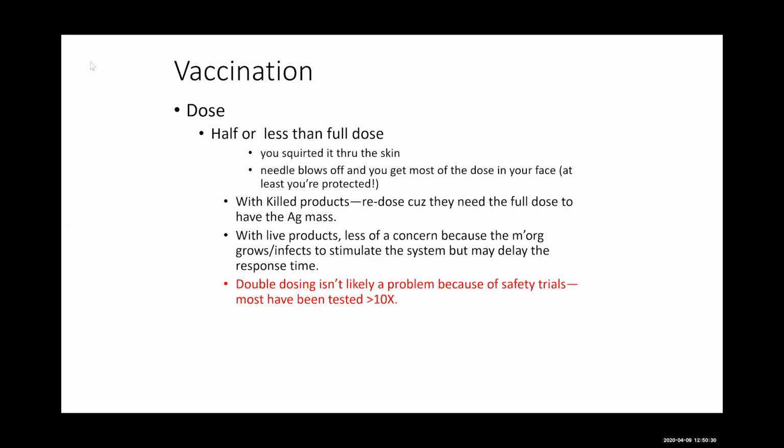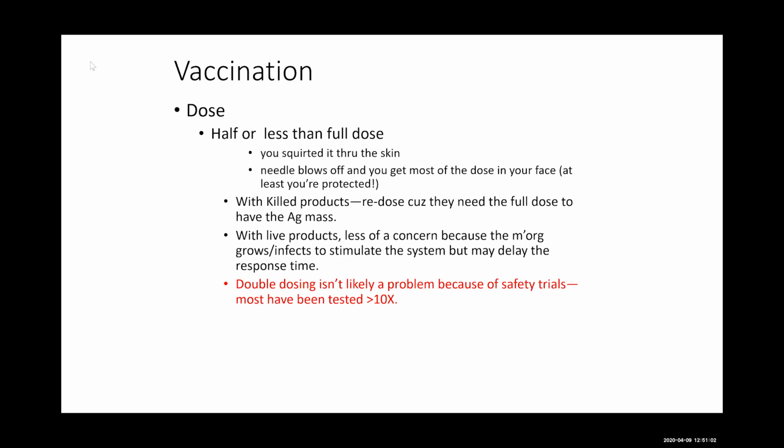In the past, some people have taken their modified live vaccines and diluted them, using half a dose with the idea, especially in young animals, thinking, well, they don't need that much. What you're doing is just reducing the effectiveness of that vaccine. More commonly, for those of us out in the world, you stick the needle in and you squirt it through on the ground, or your needle pops off and it blows it all back in your face.